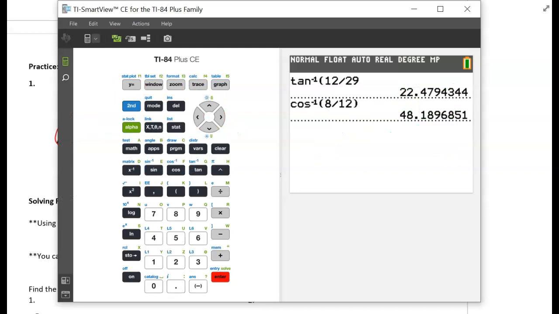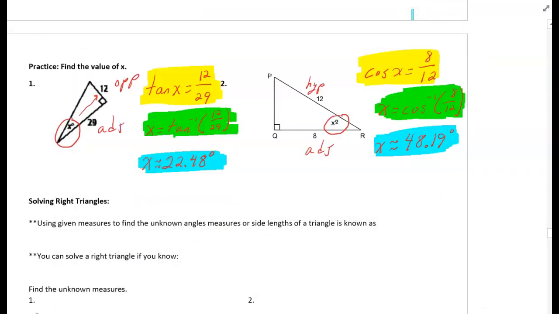And here are the calculator commands that I typed in to get those 2 answers. So I hope you found this video helpful for page 19 and the top of page 20 on inverse trig.